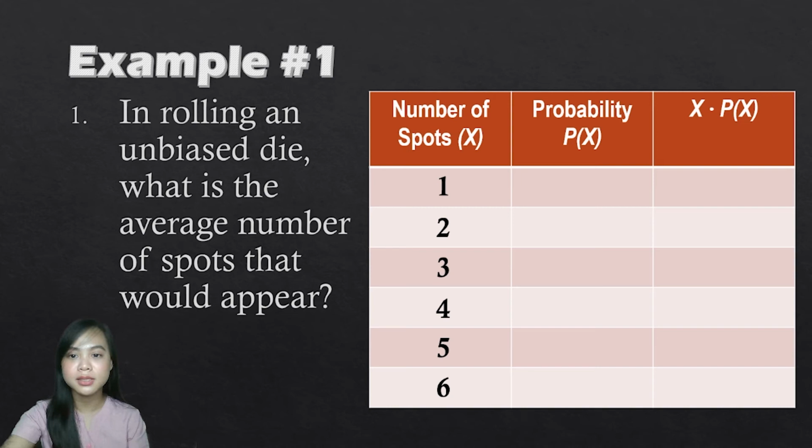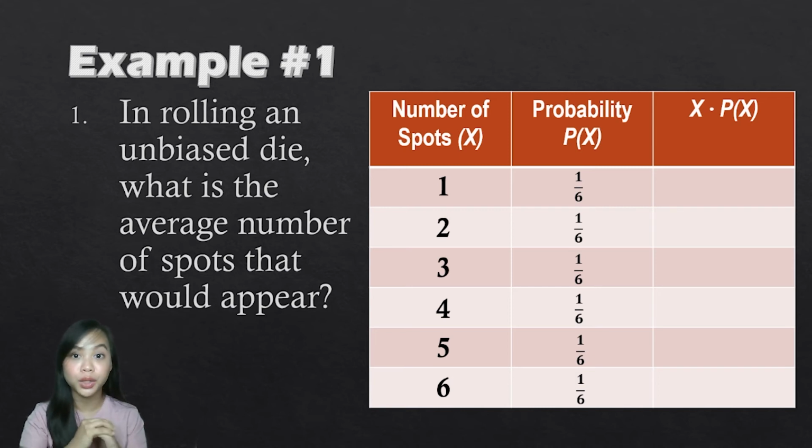So for the first value, we have 1 over 6. So meaning it's just 1 over the total number of outcomes, 6. So for 2, we also have 1 over 6 since it's just 1. For 3, also 1 over 6. And 4, 1 over 6. And 5, it's also 1 over 6. And also 6, we have 1 over 6.